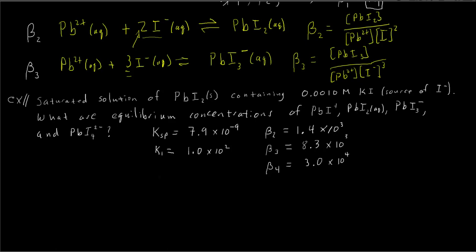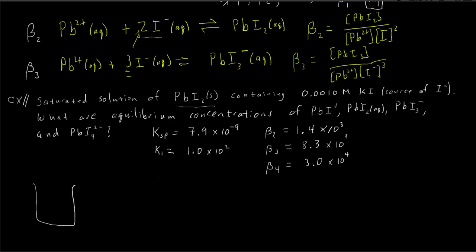So here are some equilibrium constant values that we'll need. We'll need the Ksp for the dissolving of the PbI2 solid. We'll need the K1, the stepwise formation constant, and then these cumulative formation constants, beta 2, beta 3, and beta 4, for forming the PbI2, PbI3-, and PbI4 2-, respectively.